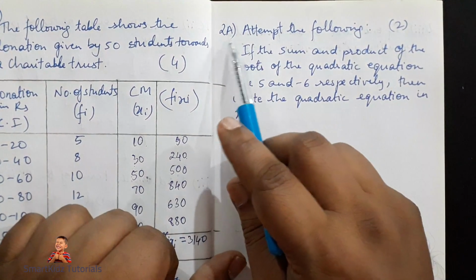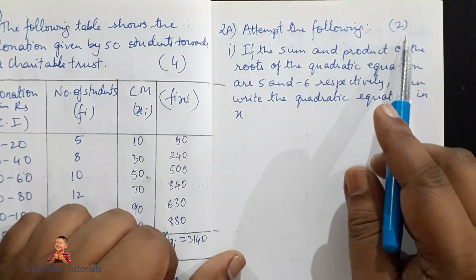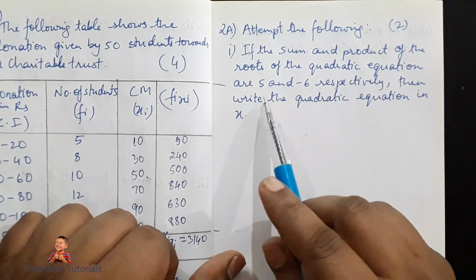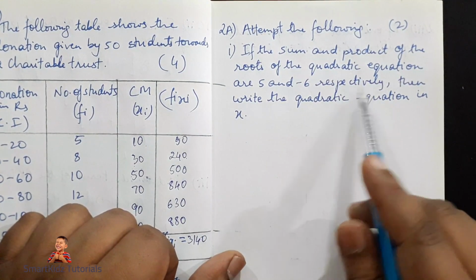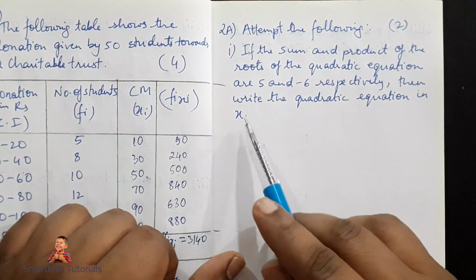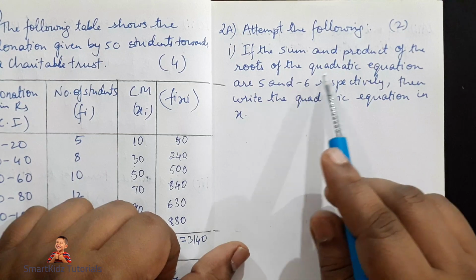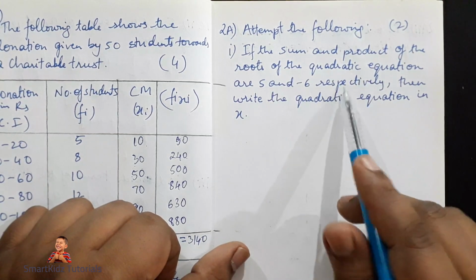Next question, 2a, attempt the following for 2 marks. If the sum and product of the roots of the quadratic equation are 5 and minus 6 respectively, then write the quadratic equation in x. So we are given that the sum and product of the roots of the quadratic equation are 5 and minus 6.